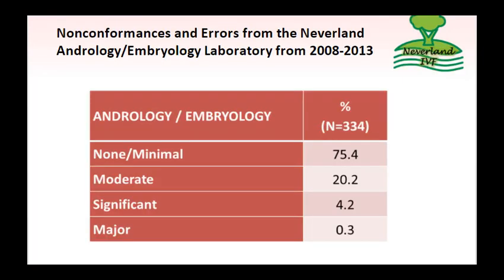The occurrence of nonconformances and errors from the Andrology Embryology Laboratory from 2008 to 2013 are shown here. The number of cycles performed in this period was greater than 30,000. In the Andrology Embryology Laboratory, most nonconformances were graded as minimal, while both moderate and significant cases were reported at lower percentages. One case was classified as major.